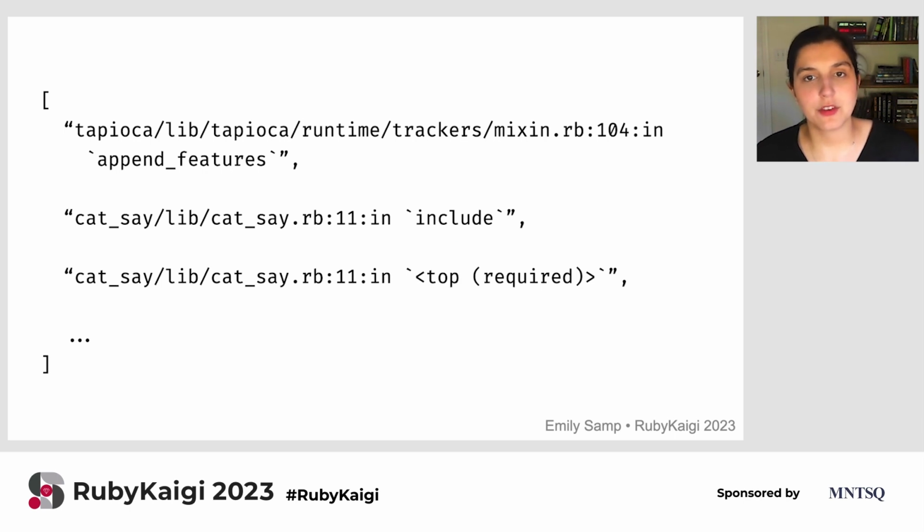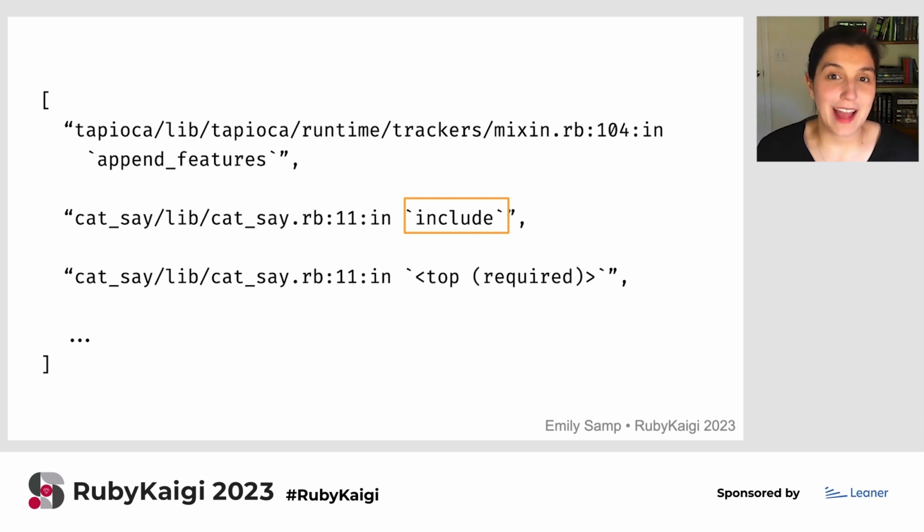Now, once we have this array of locations, we need to figure out which of these represents the true location of the dynamic mixin. One potential approach would be to just check the location of the mixin method call. In this case, the include method is being run from the catse gem, which means we could attribute the dynamic mixin to the catse gem. Unfortunately, it's not always this simple.